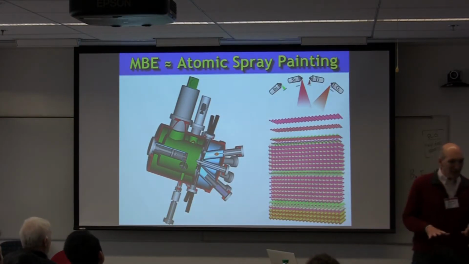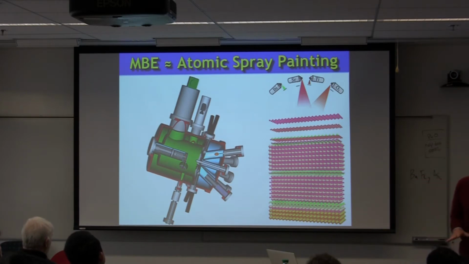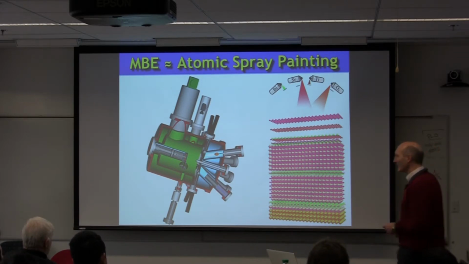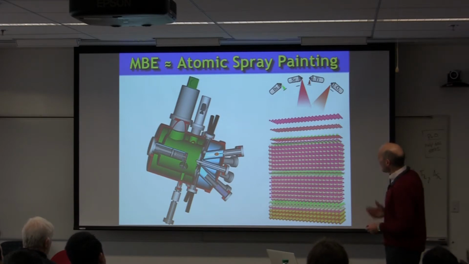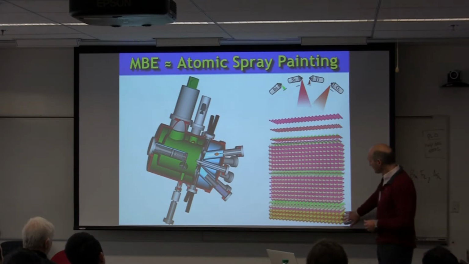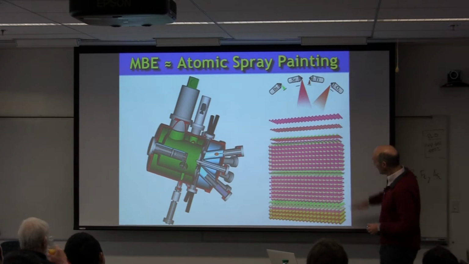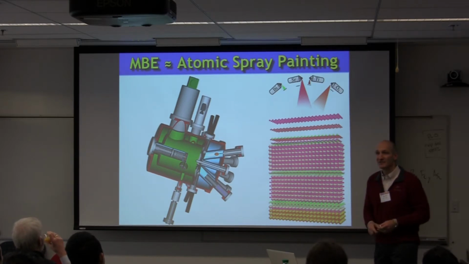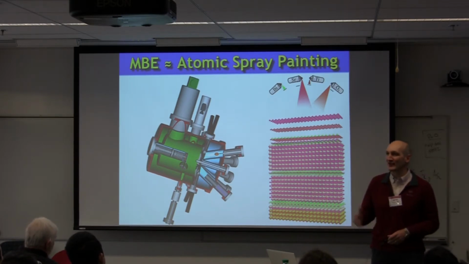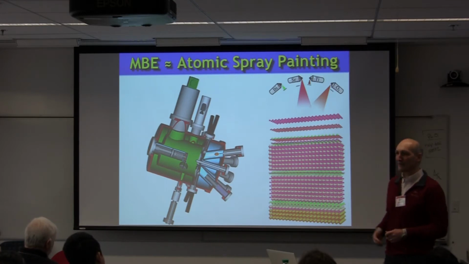In 0th order approximation, this is atomic spray painting. So on the right, I have a cartoon, which is a lie, but at least it gets us thinking in the right direction of what this technique is all about. Imagine that you had a substrate, and you can rain down atoms and build up some layered structure of whatever you wanted. Okay, that's the dream. That's the molecular beam epitaxy.